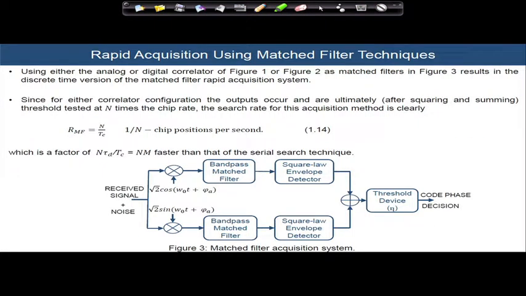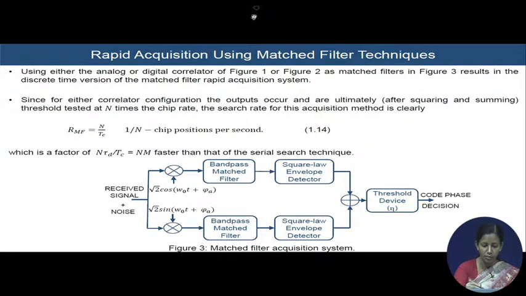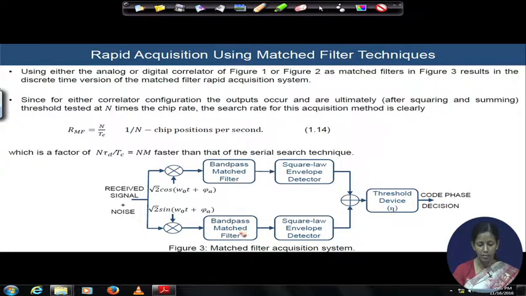And remember this structure of the digital or analog correlator that we have seen in the last two figures. They will actually work as a matched filter, and this matched filter will now be placed inside these blocks. And these matched filters are truly bandpass filters if it is an IF, otherwise they will be baseband matched filters if you are dealing with baseband frequencies.